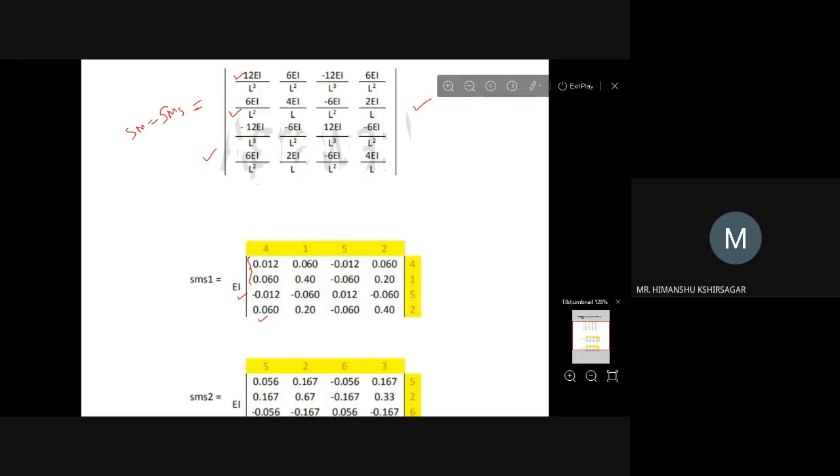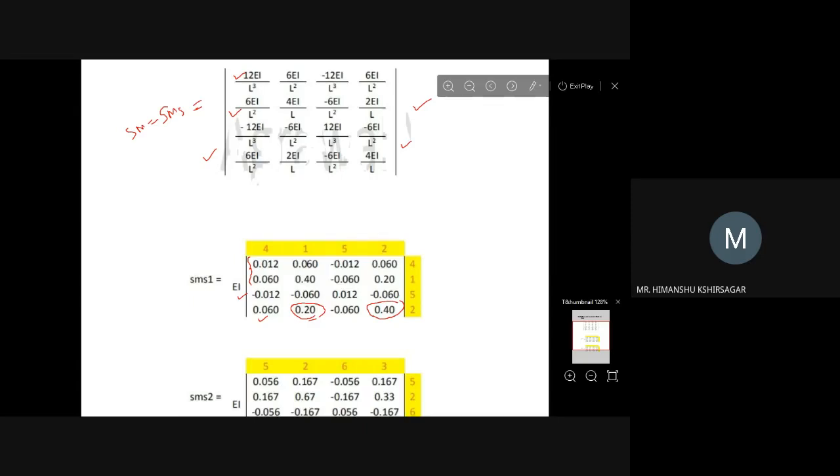And here it will come 2EI by L. This will be 2EI by L. And here again minus 6EI by L square, and here it will be 4EI by L. So there will only be shifting of these values with the same sign. In this way you have to assemble the SMS1 matrix. For that you have to keep this matrix in mind, and accordingly you have to assign it.